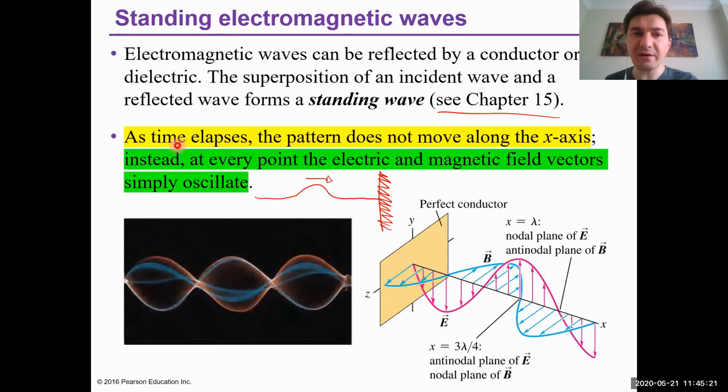So what we have here, the electromagnetic wave is not moving anymore, okay? It is reflected back. So at every point along x, the electric and magnetic field vectors simply oscillate like this. You can consider that this is a standing wave like the one for the rope, which we discussed in chapter 15. We have nodes here, and we also have antinodes where the amplitude is maximum. Here the amplitude is 0, okay? So today we will discuss this one.